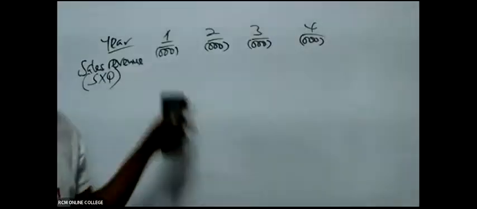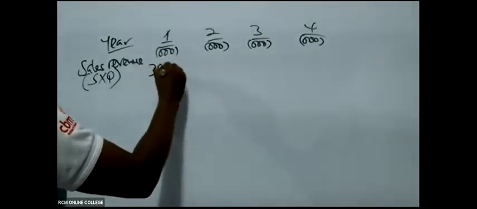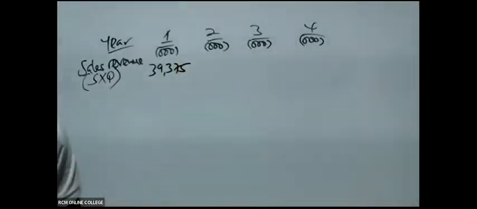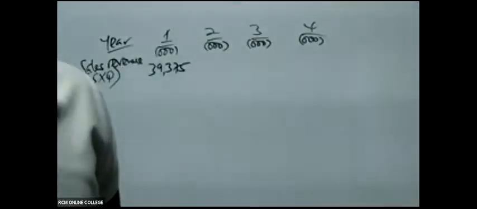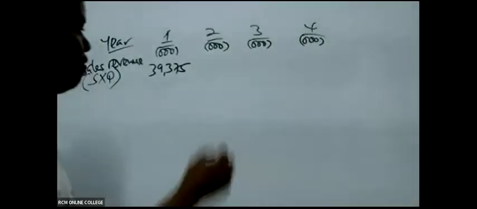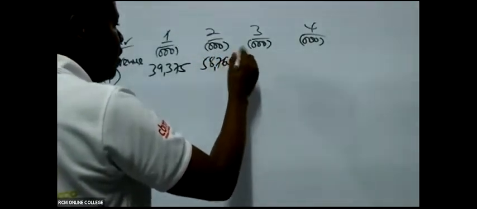So can you give me the figure for year 1? 39,375. Year 2, thank you. Year 2, selling price times sales volume. Yes. Year 2, 58,765. 58,765. Point what?